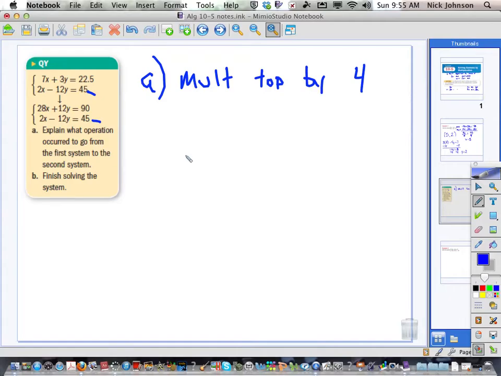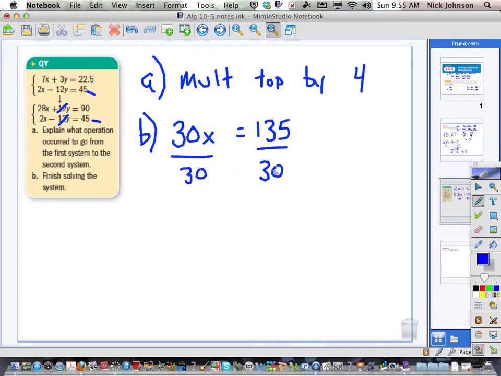B says finish solving the problem. Well, if you notice here, my 12s are going to cancel themselves out. So 28x plus 2x is 30x. And 90 plus 45 is 135, you all should be screaming. Now it looks like we're going to get a decimal here. 135 divided by 30 is going to give me 4.5. And decimals aren't the devil, people. It's fine. So I got my x.